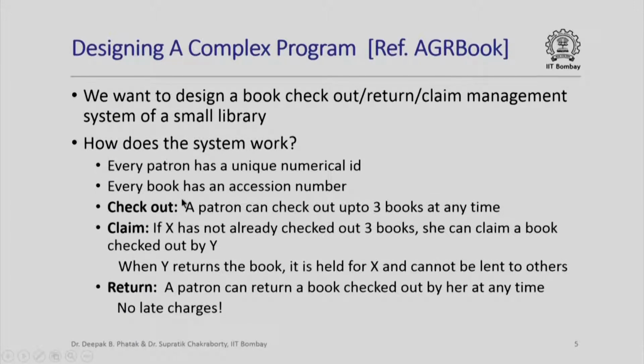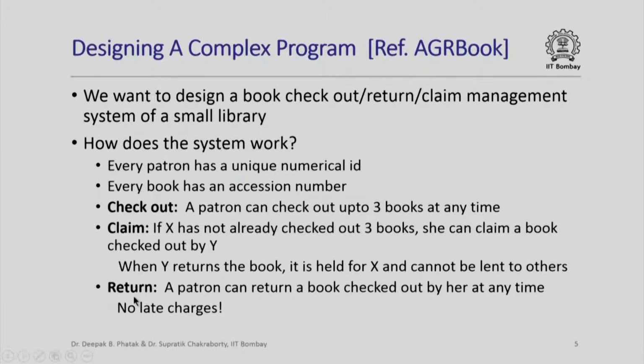A patron can check out a book and she can check out up to 3 books at any time. If patron X has not already checked out 3 books, she can claim 1 book and at most 1 book, which might have already been checked out by another patron Y. What does this mean? If patron X places a claim for a book that is currently checked out by Y, it means that when patron Y returns the book, it is going to be held for patron X and not lent to others. And of course a patron can return a book that she has checked out sometime earlier, and let us say that this is a fairly benevolent small library, there are no late charges for returning books late.